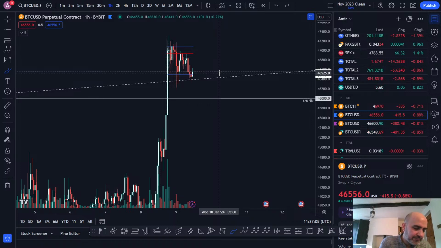Yeah, there is a little bit of bearish divergence on the CVD. Yeah, higher CVD, lower prices.